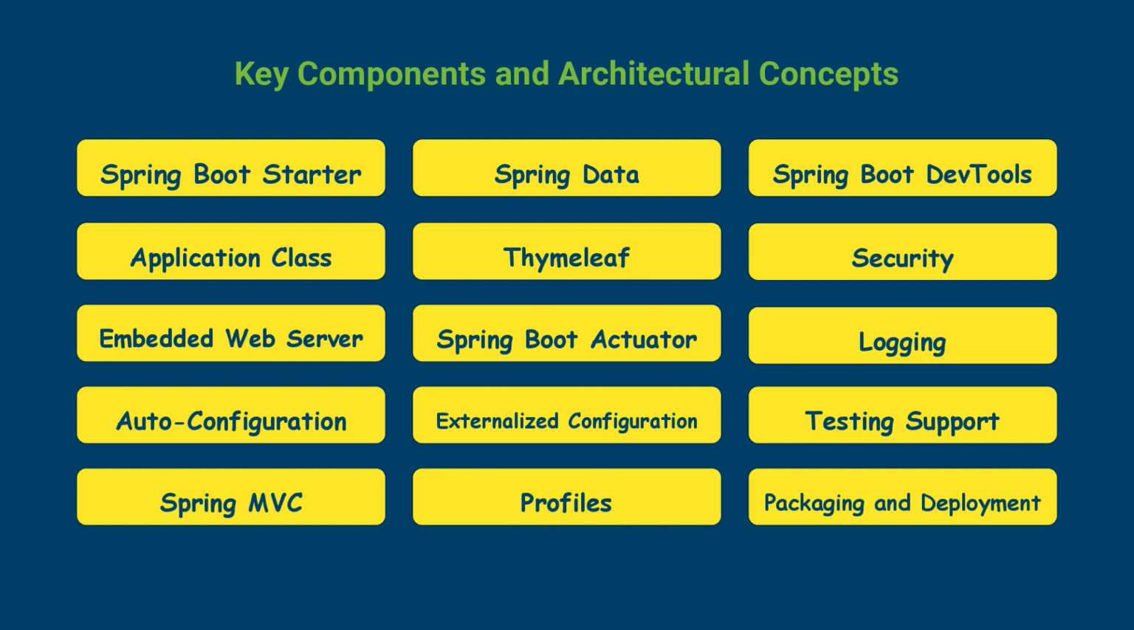Auto-configuration. Spring Boot's auto-configuration automatically configures your application based on its dependencies. For example, if you include the Spring Data JPA starter, Spring Boot configures a data source, entity manager factory, and transaction manager without requiring explicit configurations.